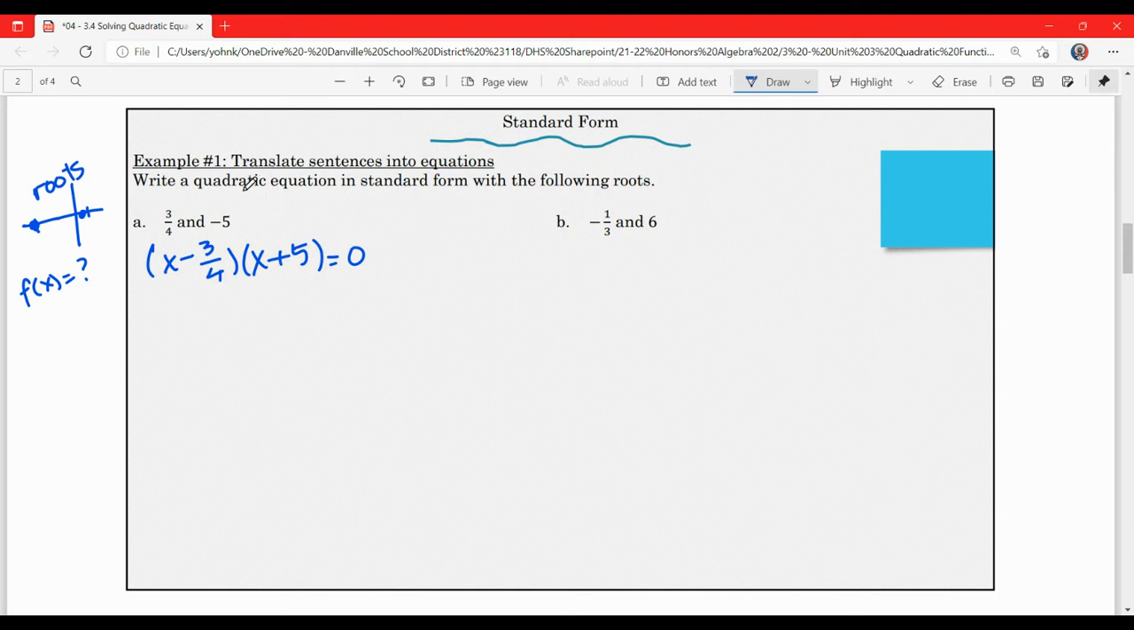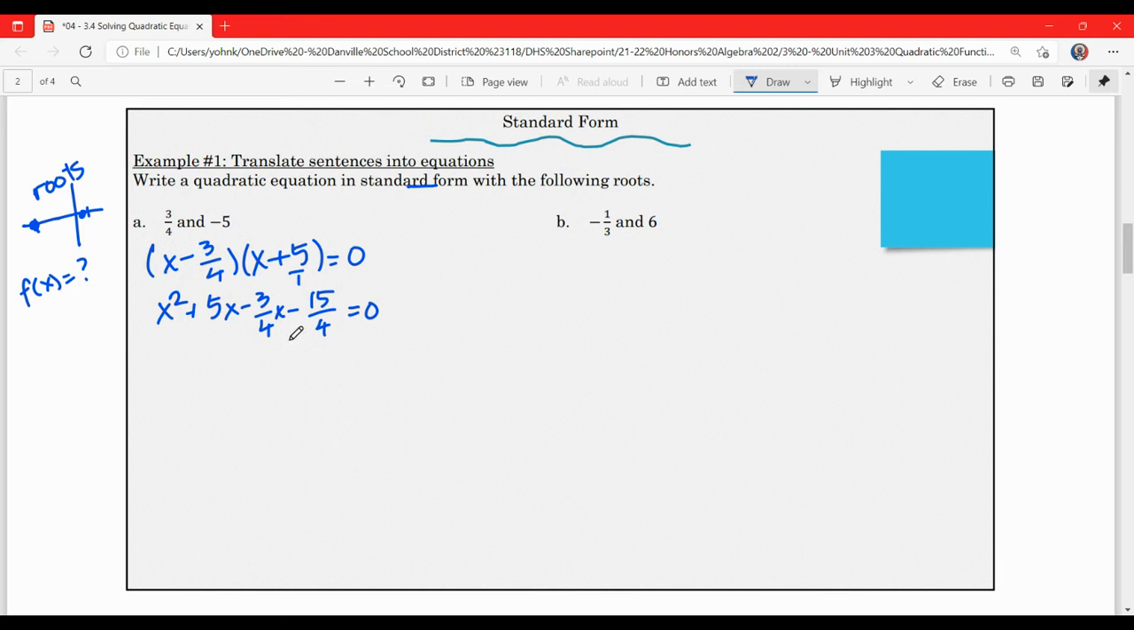Well, now to get the quadratic equation in standard form, I need to double distribute. So x times x is x squared. X times 5 is plus 5x. -3/4 times x is -3/4 x. And -3/4 times 5 is -15/4 equals 0. Remember, to multiply fractions, you multiply the tops and you multiply the bottoms.